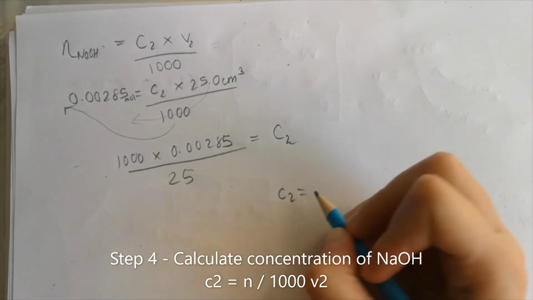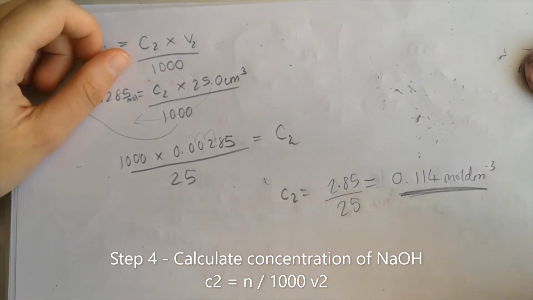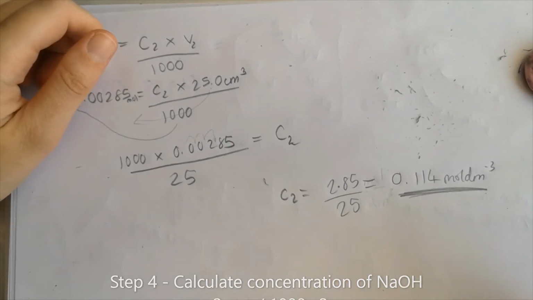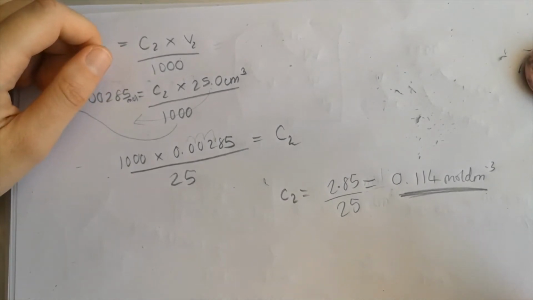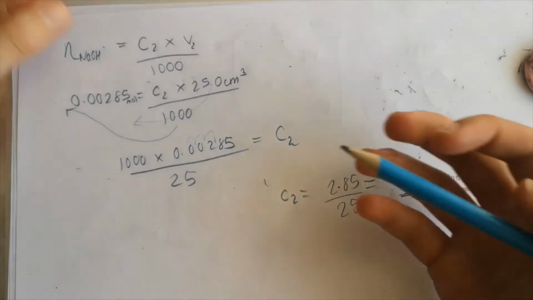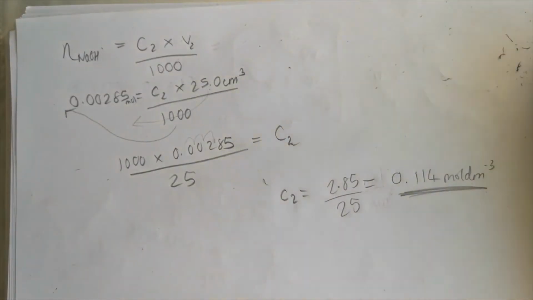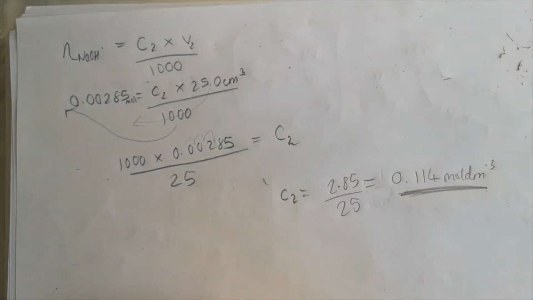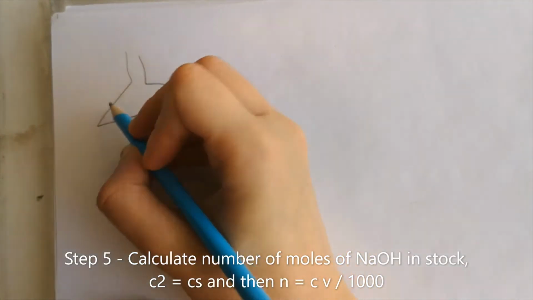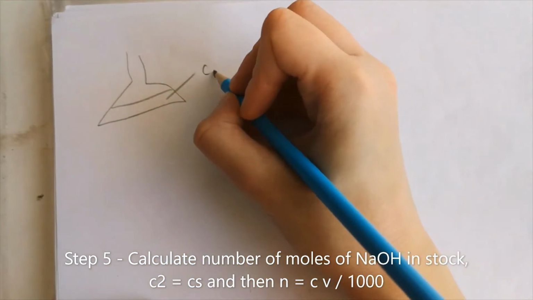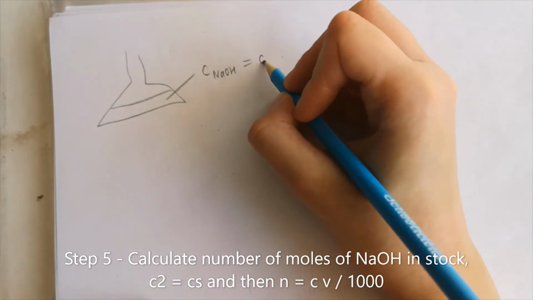Subbing in these numbers, we have C2 concentration of 0.114 mol/dm³, which is exactly in the region that we'd expect for a concentration. Concentrations are normally 0.15, 0.1, around that. 0.2 maybe, if you've got very high concentration, but here is a very good answer for that question. So now we have the concentration of our solution of NaOH that was in the bottom of the conical flask.